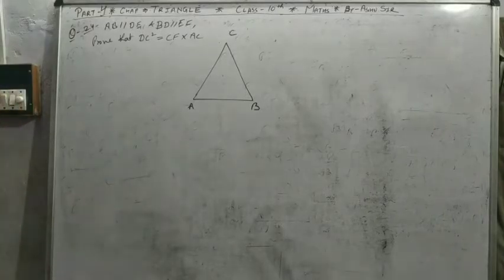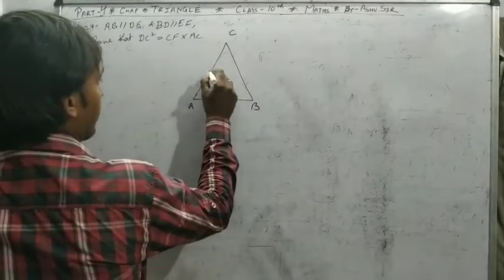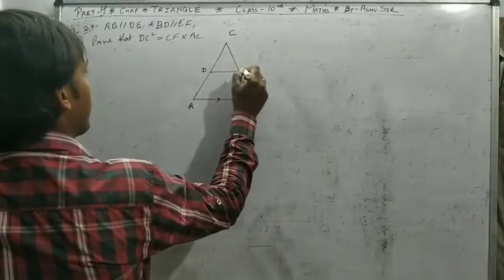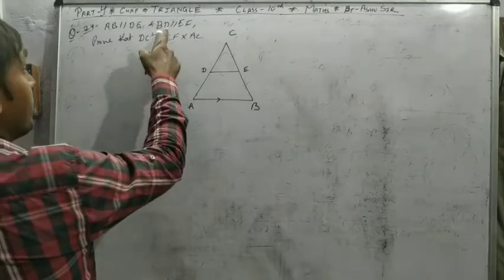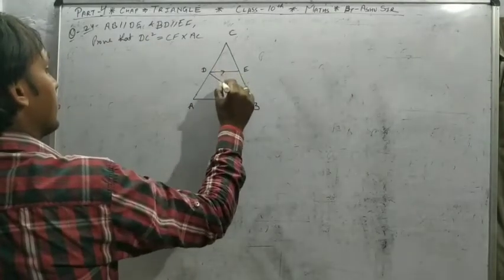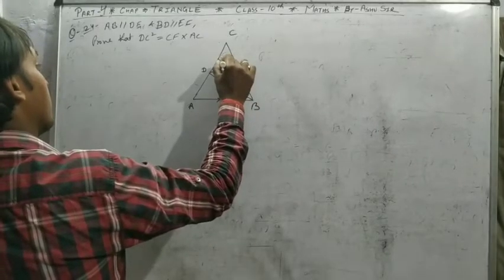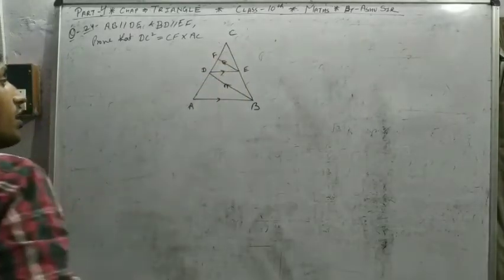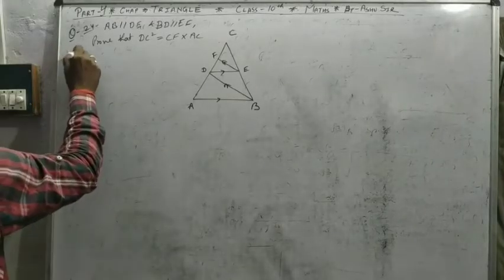So one question in front of you. AB is parallel to DE, and the figure is given in this question, and BD is parallel to EF. Then prove that DC square is equal to CF into AC. So let's see how we solve this question.